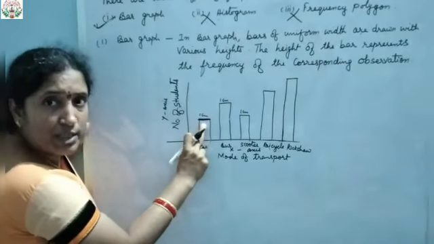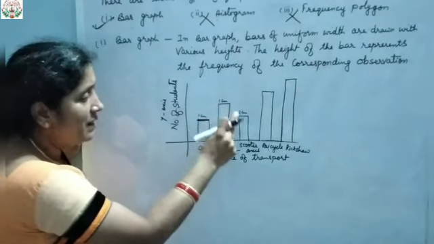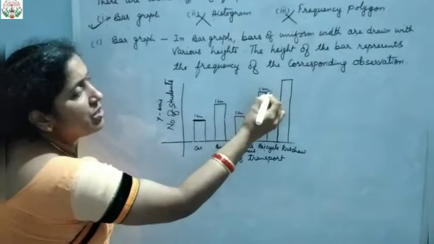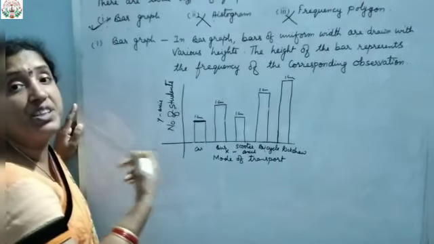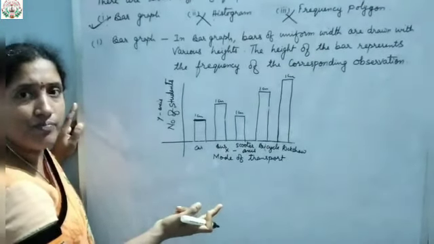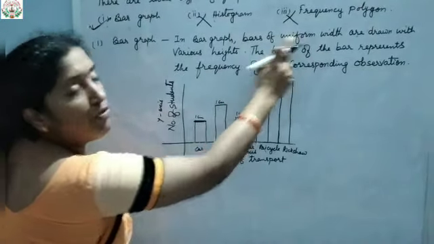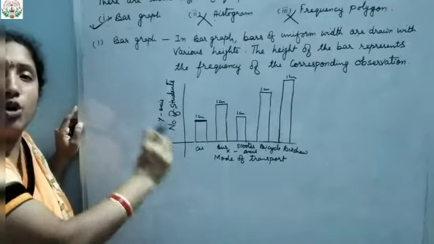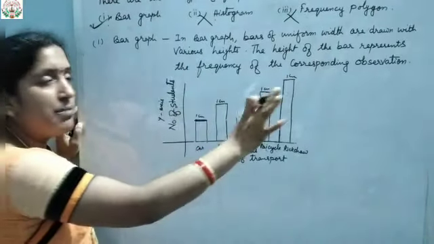If it is 1 centimeter in the first one, it will be 1 centimeter for the second, then third, fourth, then fifth. It cannot be reduced, it cannot be increased. Clear? This is called the width of the bar graph, which is uniform. Uniform means same in all the cases. In all the bars it should be the same.